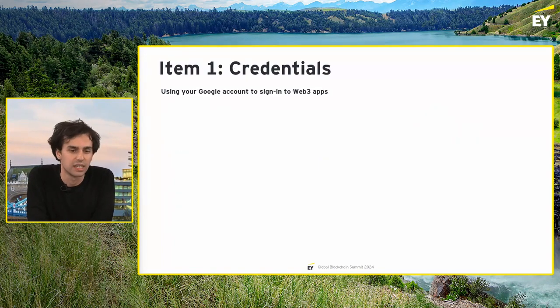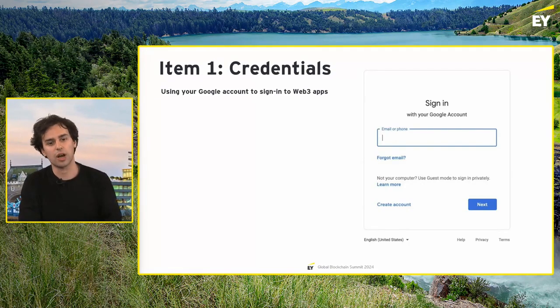Great. So the first item that Alice wants to bring, and this is going to be the recurring theme throughout this talk, is we're going to talk about these different items that Alice is bringing with her. The first one is credentials. She wants to sign in to Web 3 apps using her Google account. Alice doesn't know about wallets. She doesn't know about mnemonics. She doesn't care about writing down 12 words, 24 words, whatever. That should not happen. And so how do we sign into apps with our Google account?